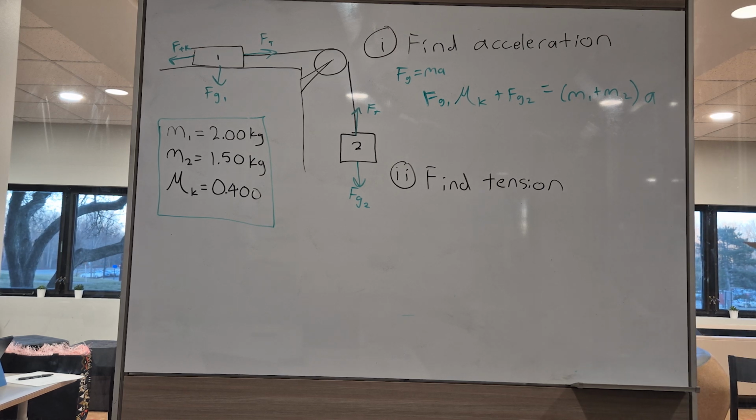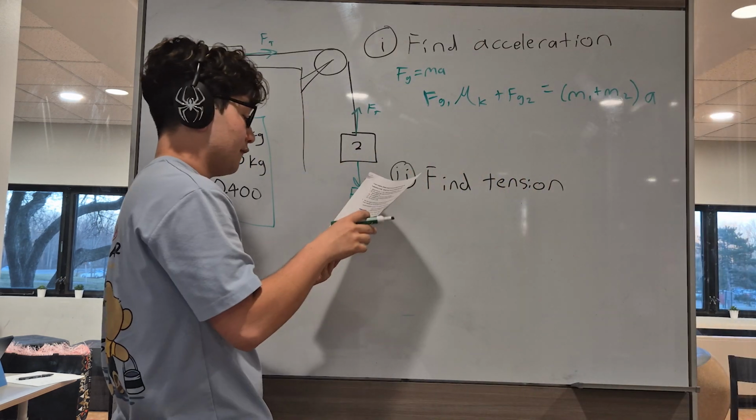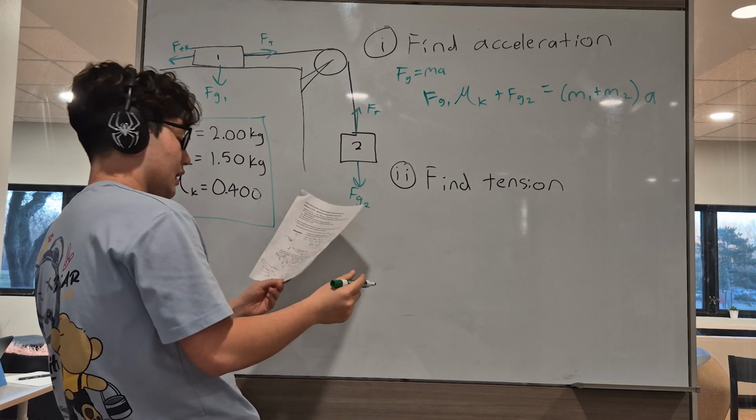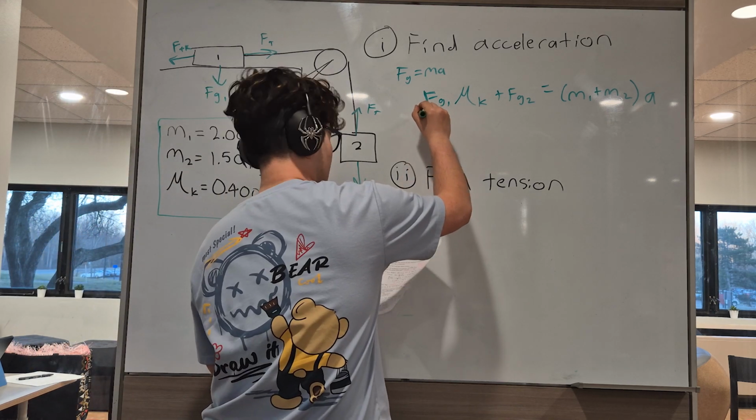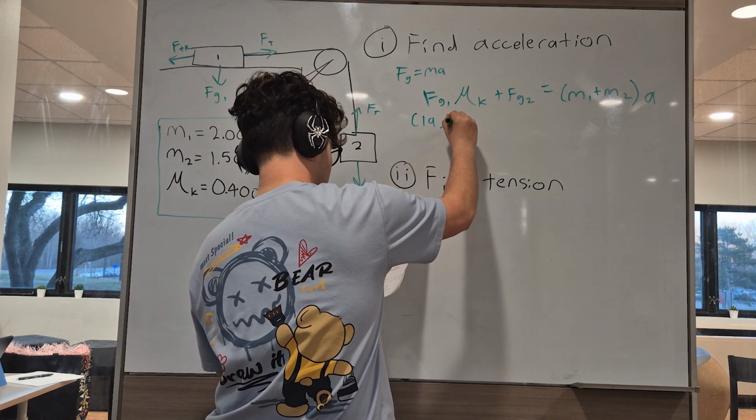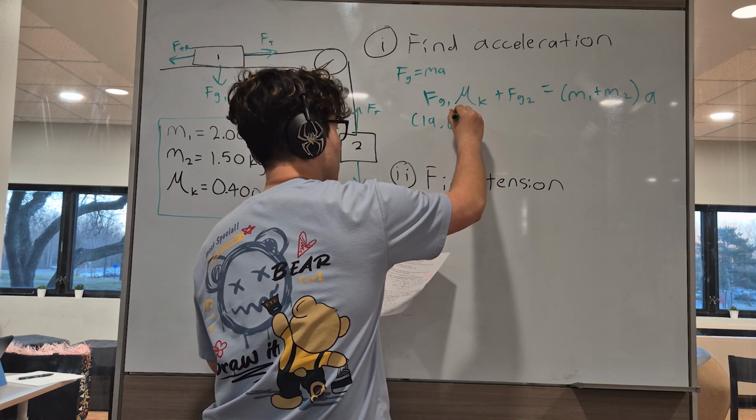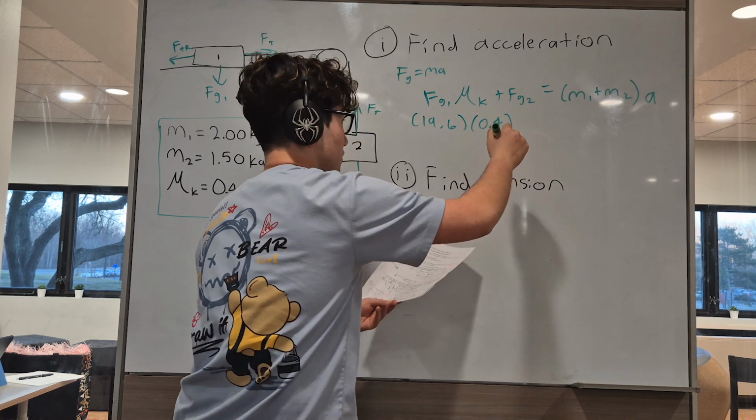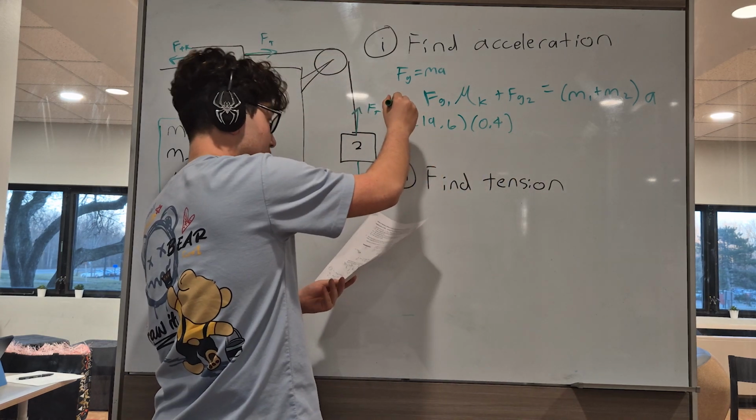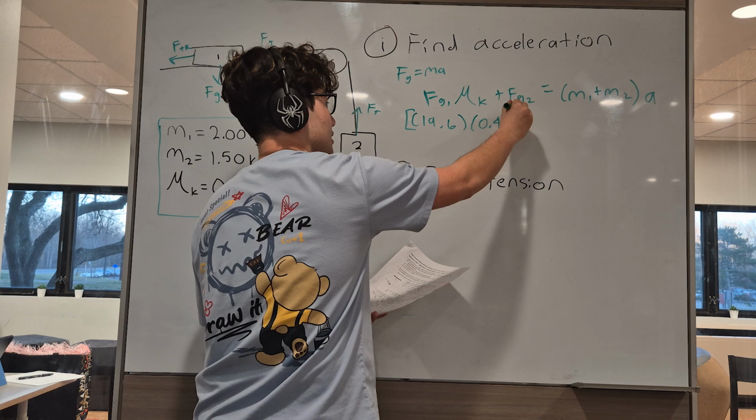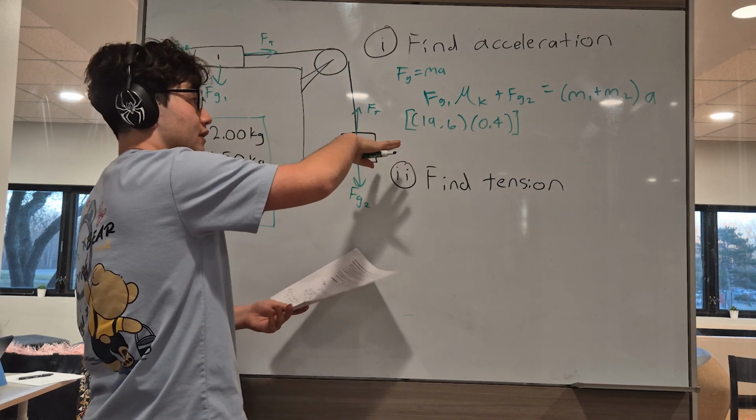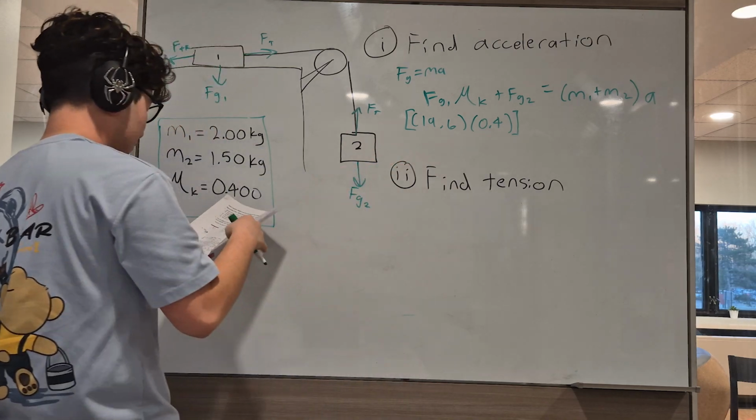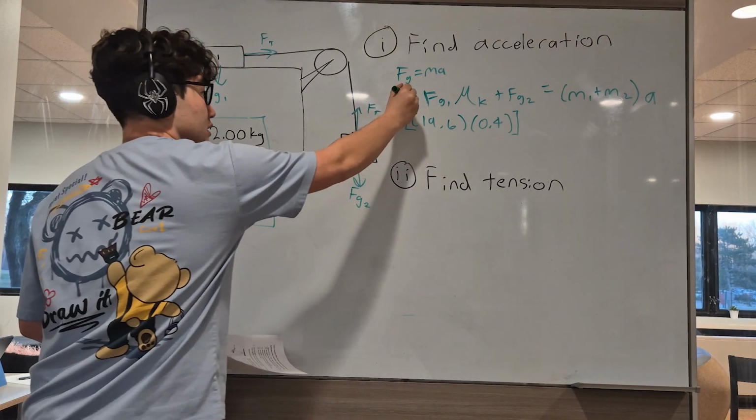Now that we have that, we can start plugging in so that we can find our acceleration. When we plug in our force of gravity, obviously when you multiply by 9.8, you should have 19.6 times 0.4. That's one entirely different thing here, so I'm going to put it in brackets. One thing I forgot is that since friction is pulling backwards, it is negative. So negative.